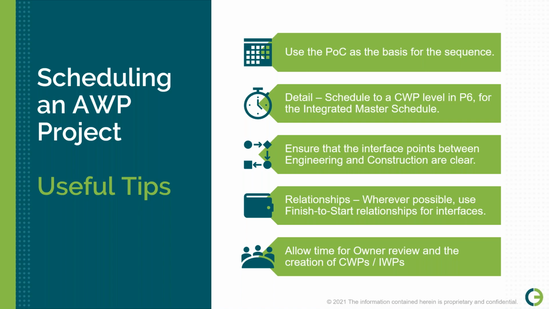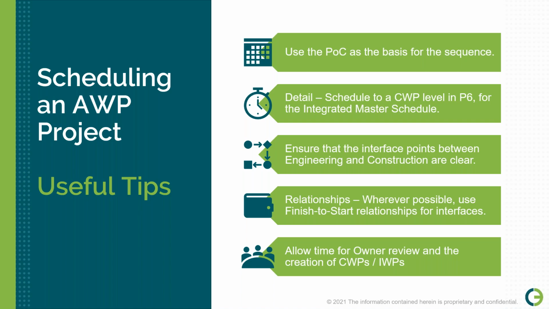And another one that I've also seen missed too often: allow time for owner review and the creation of the CWPs and the IWPs. It does not immediately mean that the second you finish the engineering work package, you can start construction in the field. If we're doing proper AWP, it takes time to have somebody build a CWP from it, oftentimes an estimate done, a schedule update based on the final numbers, and then somebody's got to build all those IWPs, and then they've got to do constraint management on them before you even start looking at striking an arc in the field.